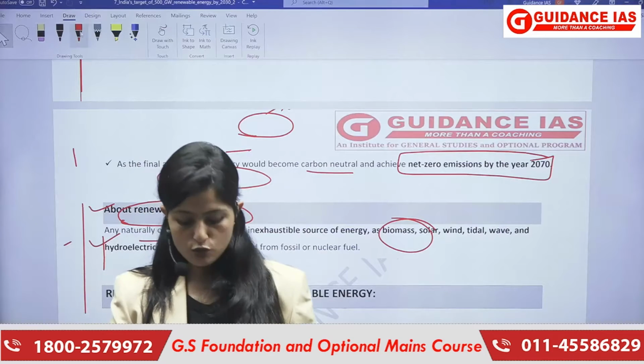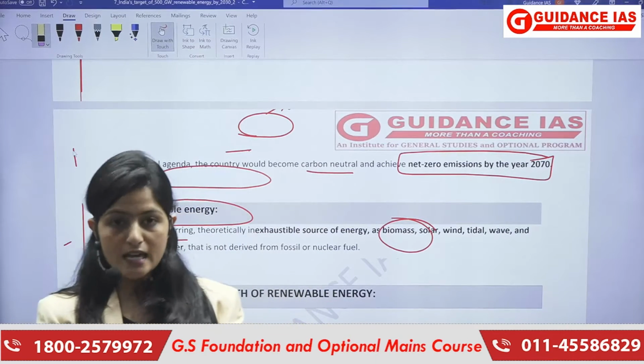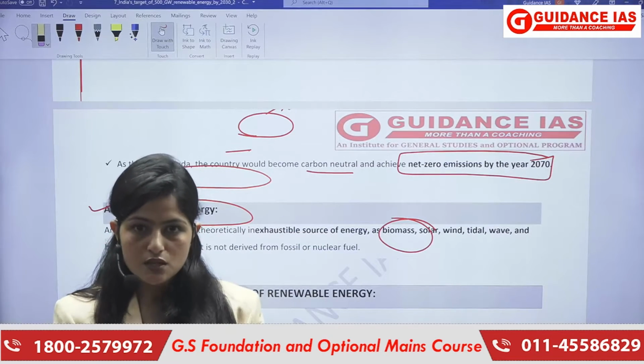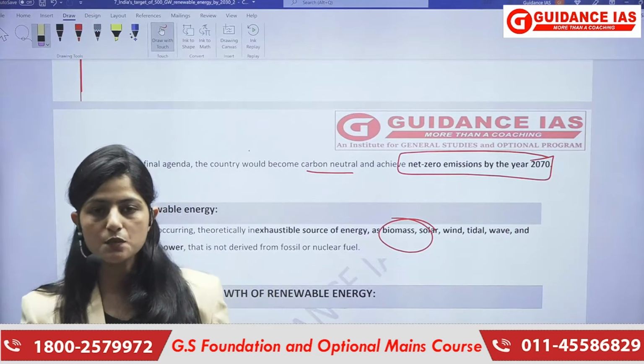I know you all must be aware of this fact, which I've just told you, that as a global community we have decided to reach net zero level by 2050. But India, as an individual country, has decided to reach this target by 2070, and we have a reason for it. See, we are a developing country.